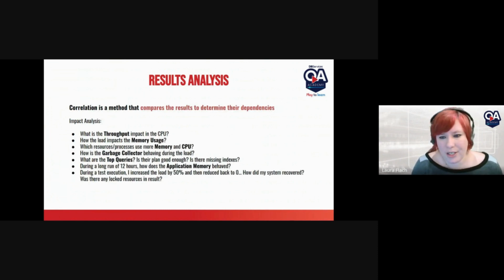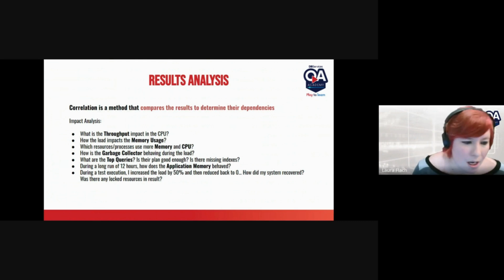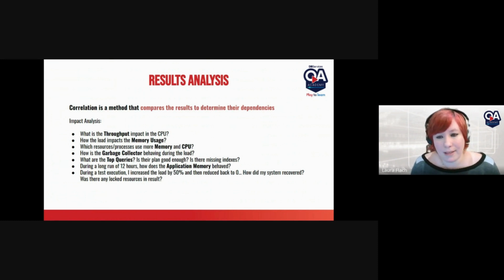So correlation is a method really commonly used that compares the results to determine their dependencies. So impact analysis, for analysis, is about asking questions. For example, what is the throughput impact on the CPU? How does the load impact the memory usage? Which resources or processes use more memory and CPU? How is the garbage collector behaving during the load?